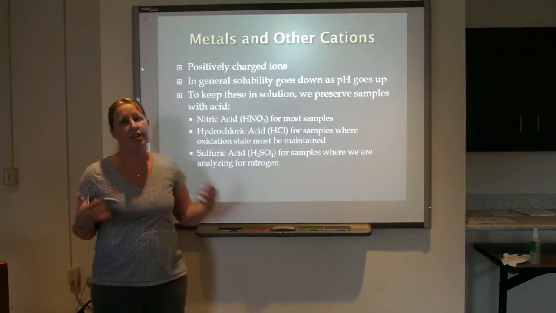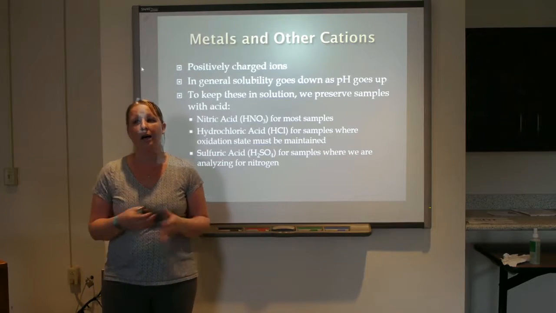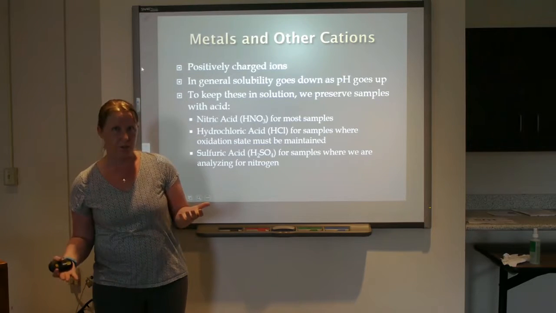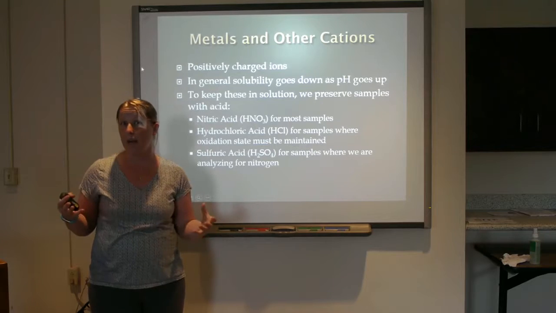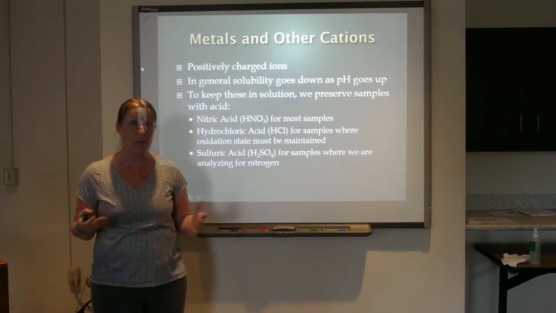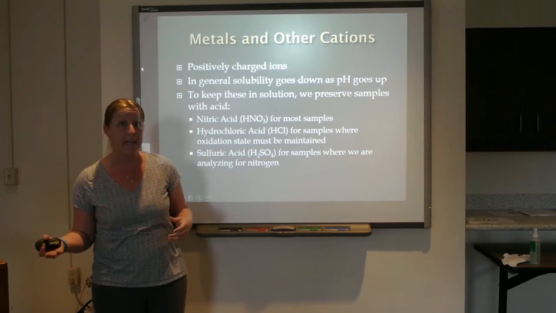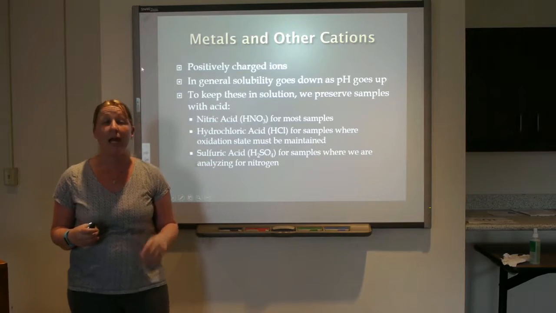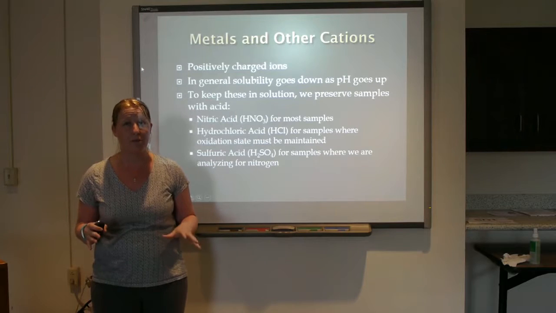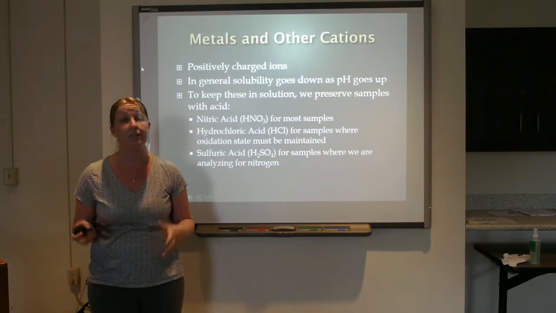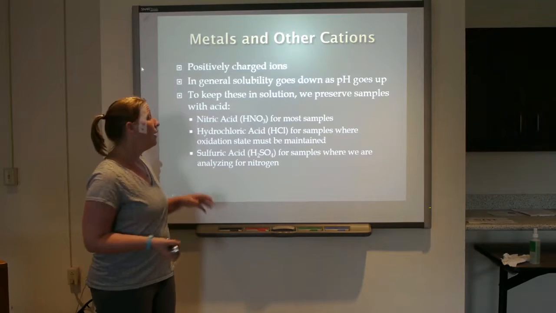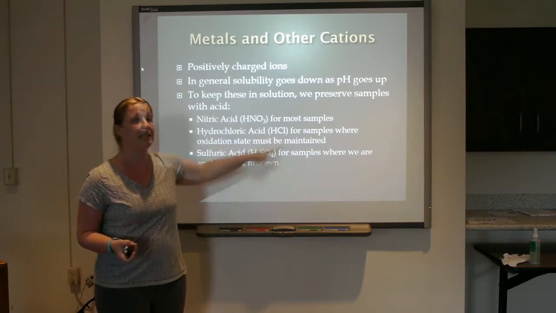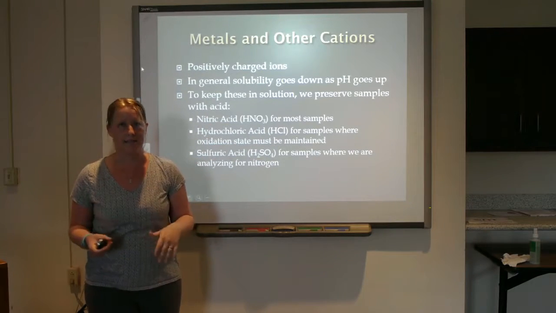But that can be changed in solution. So iron with a +2 charge can be oxidized to a +3 charge. So if we care about that speciation, whether we have iron 2 or iron 3, we have to use hydrochloric acid to preserve that sample, and even then it may not totally preserve it. It's better to analyze that in the field if you have equipment that can do it. If you don't have equipment that can do that, then we use hydrochloric acid because hydrochloric acid tends to not oxidize the sample.